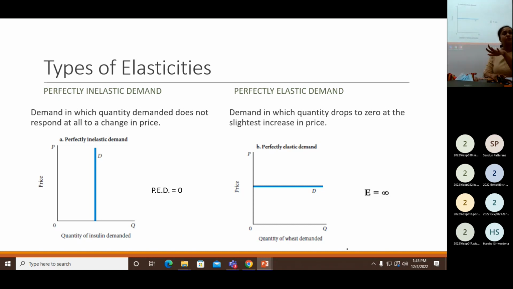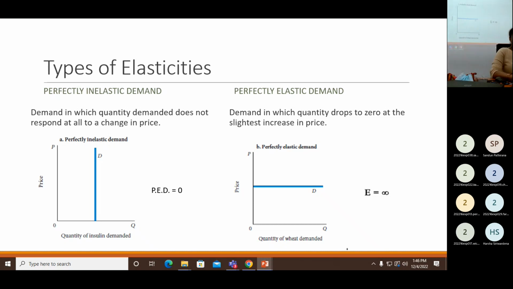Because there are so many sellers out there who sell it at the market price, consumers will go to them. Is that clear? So in that situation, you will face a perfectly elastic demand. Is that clear? Any questions? Okay.